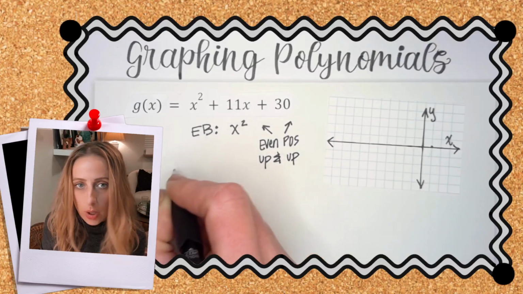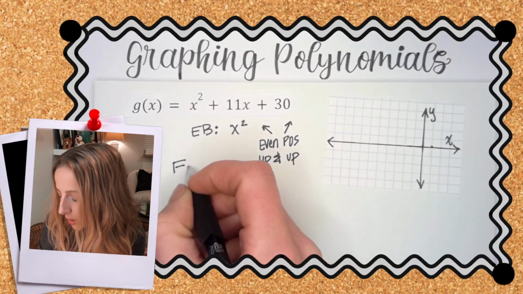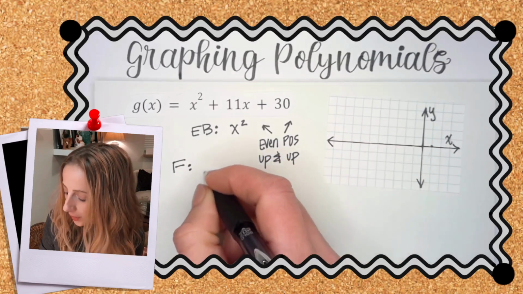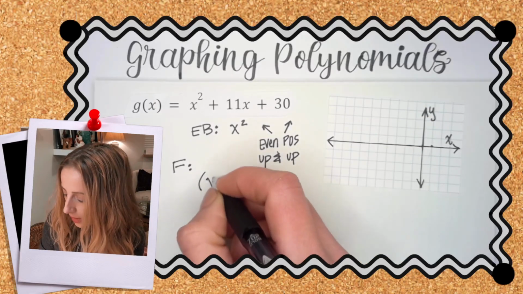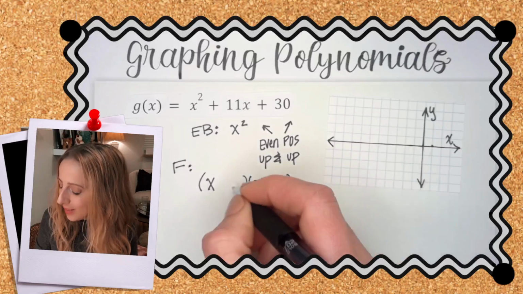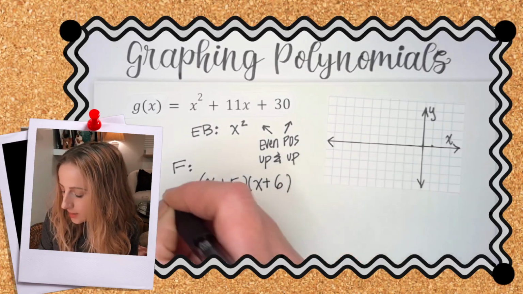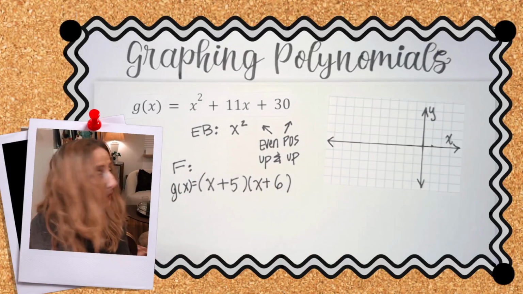After that, we are going to fully factor everything. So E to F. We are going to factor this. Now, if you need to know how to factor, I have a whole playlist. This is not the time or place to learn how to factor. What multiplies to give you 30 and adds to give you 11? 5 and 6, of course, and they are both positive in this case. And it was g of x in the beginning.